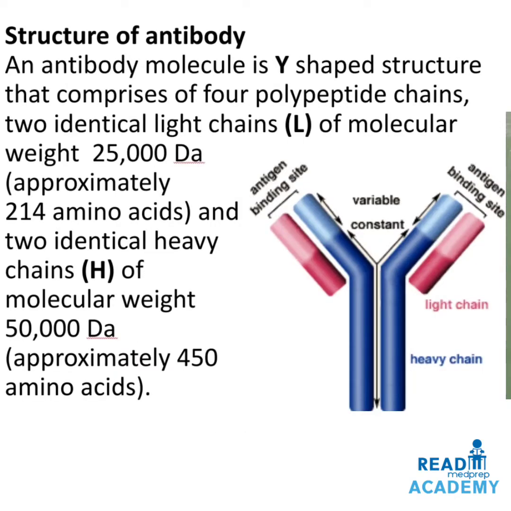What is the structure of an antibody? An antibody molecule is a Y-shaped structure that comprises 4 polypeptide chains: 2 identical light chains called L chains, of molecular weight 25,000 Daltons, approximately having 214 amino acids, and 2 identical heavy chains called H chains, of molecular weight 50,000 Daltons, approximately having 450 amino acids. On the right side you can see the Y-shaped structure of the antibody having 2 heavy chains close together and the 2 light chains away from the heavy chain on either side.